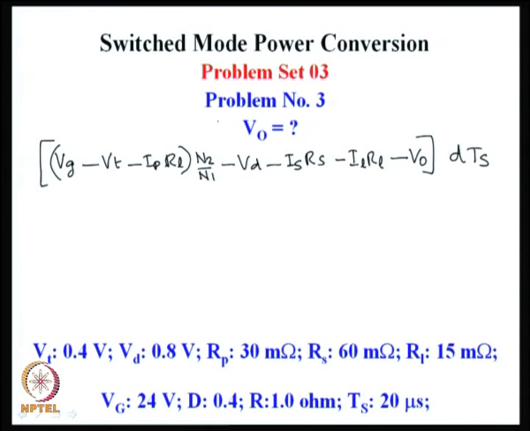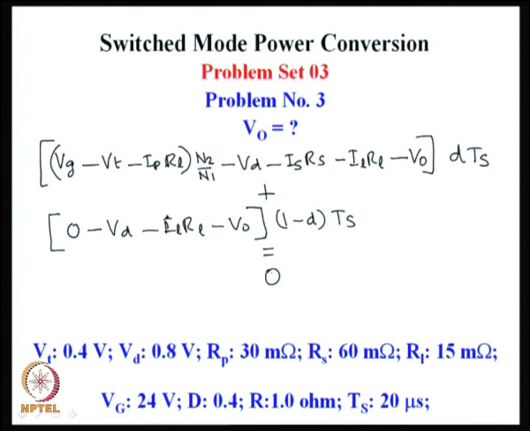Then during the off period, we have to add the voltage. So, that quantity is on the primary side, switch is off, so nothing is coming from the primary side. The freewheeling, starting from 0 minus the freewheeling diode drop, minus IL into RL minus V naught. So, this is the voltage across the inductor and this is for a duration of 1 minus d times Ts. So, adding both of these equal to 0, this is the volt second balance equation.